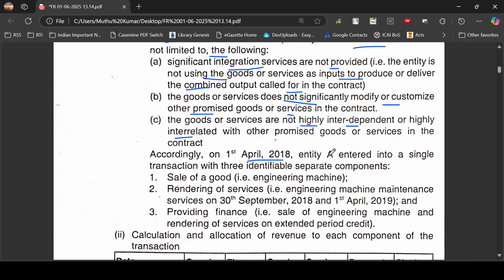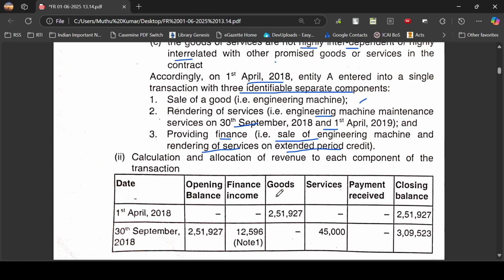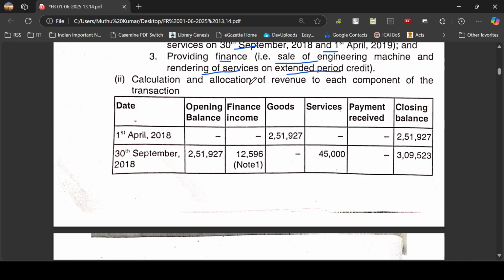On 1st April 2018, entity A entered into a single transaction with three identified separate components: sale of goods, the engineering machine; rendering of services, engineering machine maintenance on 30th September and 1st April; and providing financing, due to the extended period of credit. Now calculate the allocation of revenue to each component. On 1st April, goods 2,80,000, closing balance, 30th September, and finance income 12,596.